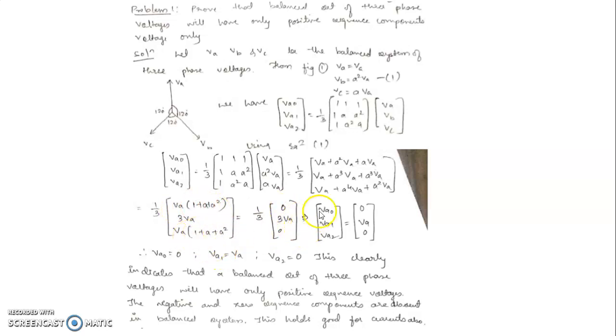So we can observe that VA0, that is the zero sequence, is 0. The negative sequence is also 0. The positive sequence has a value of VA. Hence it is proved that in a balanced set of phasors, we have only the positive sequence component, and the zero and negative sequence components are 0. So that we have done. Similarly we can also do it for the current. For example, if they ask for a current, instead of VA you replace it with IA, IB, IC and continue with the same procedure. This is problem 1.